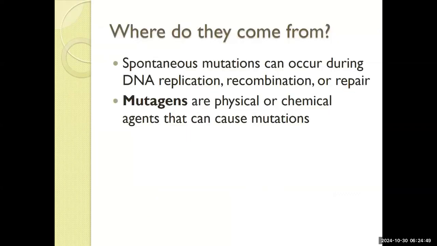Where do these mutations come from? Many of them are spontaneous. They just happen, errors during DNA replication, recombination, or repair. But sometimes they can occur more frequently due to mutagens, physical or chemical agents that damage our DNA.